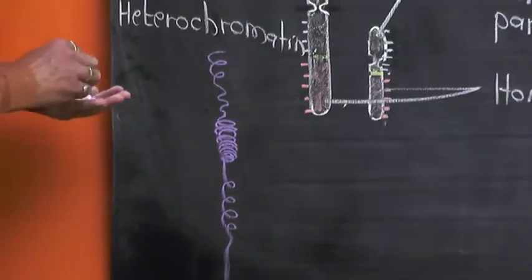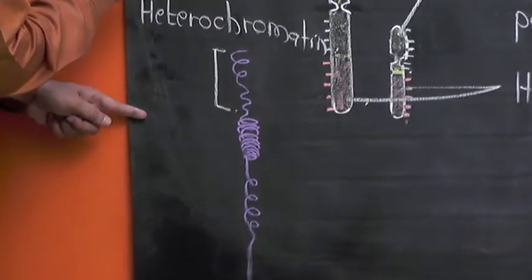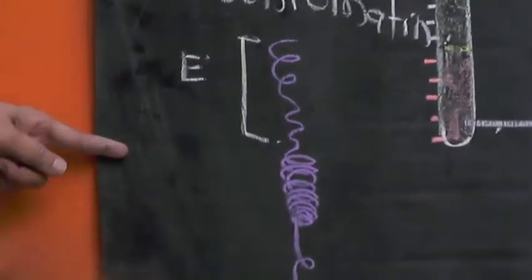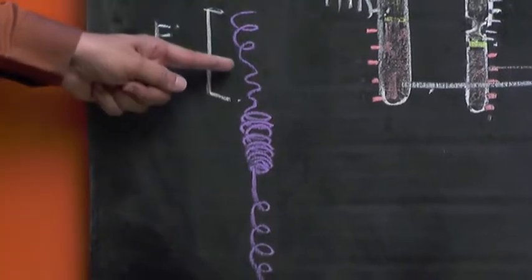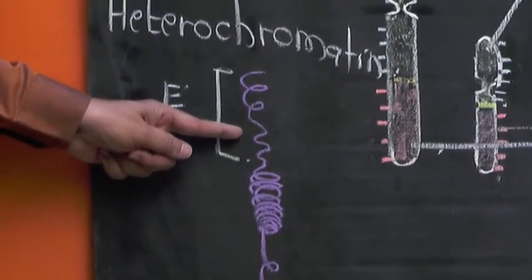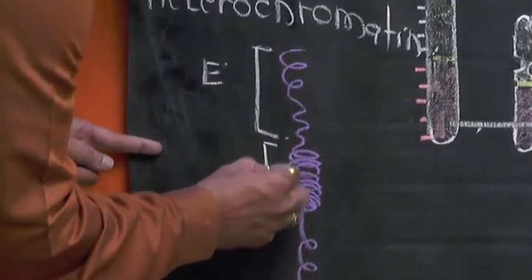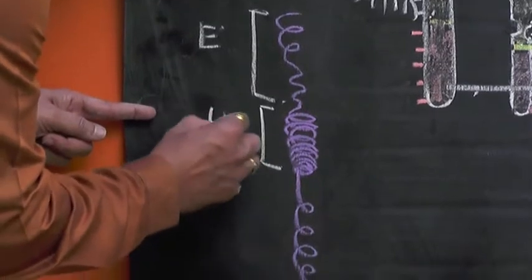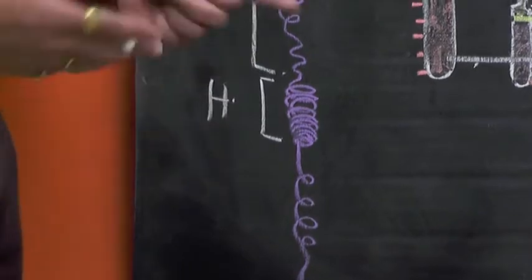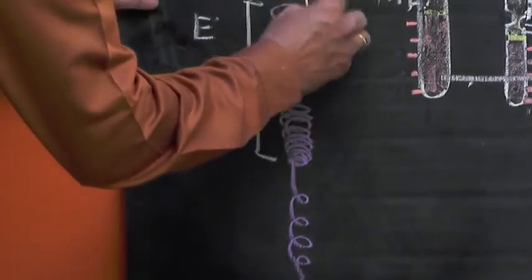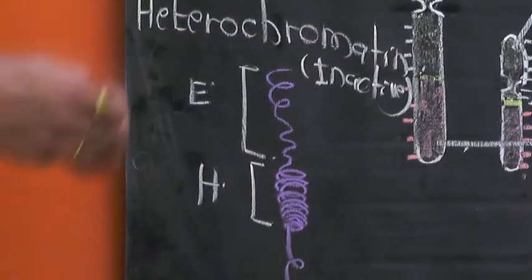Now you see, here this extended or less coiled part represents euchromatin. I said this euchromatin is also called active chromatin because it contains a large amount of DNA, obviously a large number of genes, while the highly condensed part represents heterochromatin. It contains less DNA, ultimately fewer genes, and that's why this heterochromatin is inactive chromatin. It is called inactive chromatin.